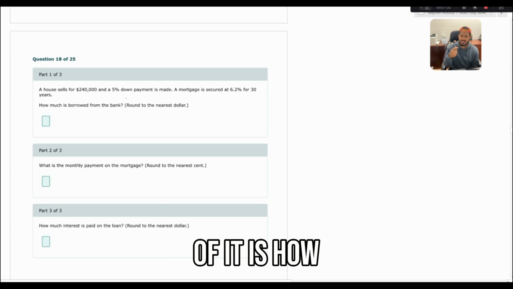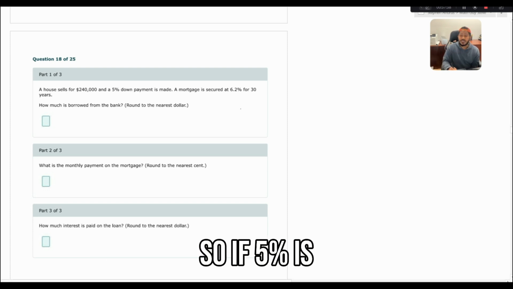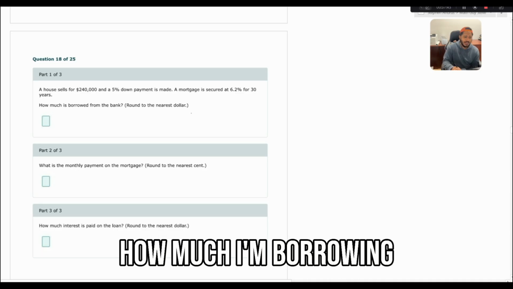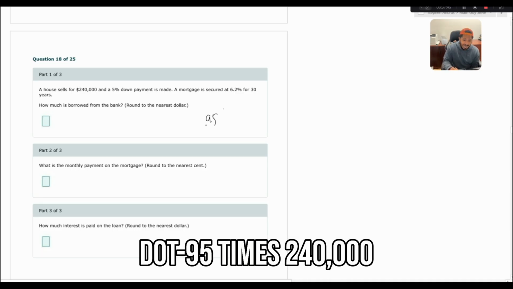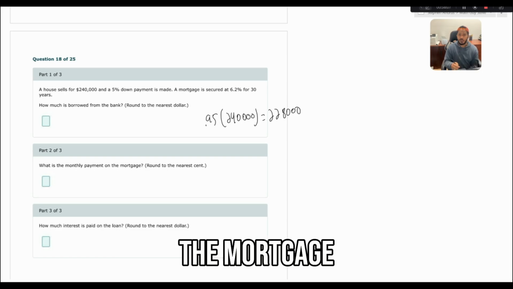And so the rest of it is how much would be the loan, or how much I'm borrowing from the bank. So if 5% is the down payment, there's 95% of that I'm borrowing. To find how much I'm borrowing, we say 0.95 times 240,000, which would be 228,000. Then to find the monthly payment on the mortgage, we use our TVM solver.